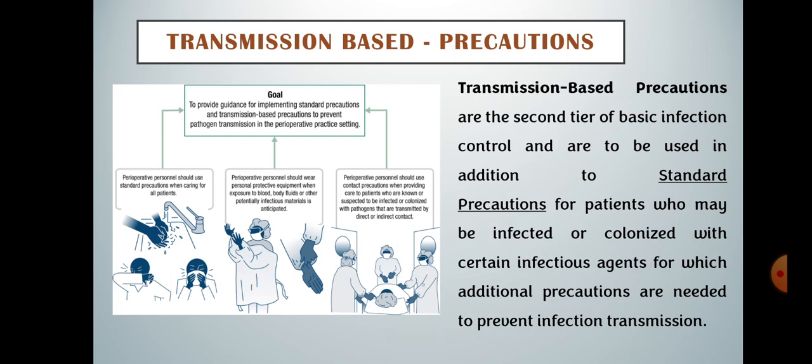Next is transmission-based precautions. Transmission-based precautions are the second tier of basic infection control and are to be used in addition to standard precautions for patients who may be infected or colonized with certain infectious agents for which additional precautions are needed to prevent infection transmission.